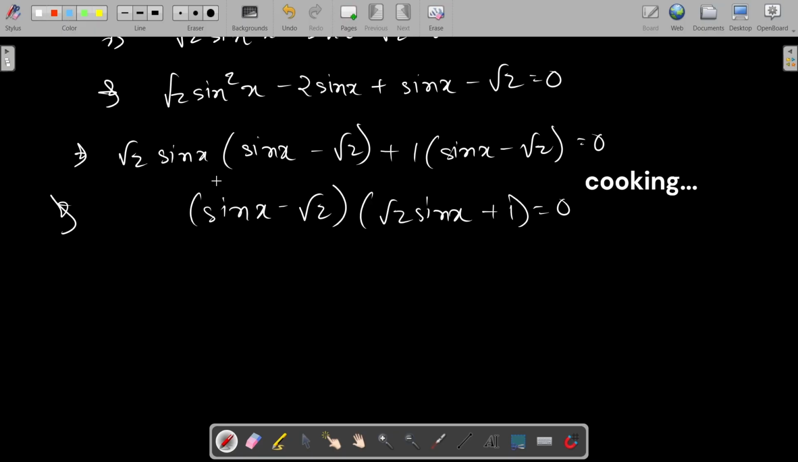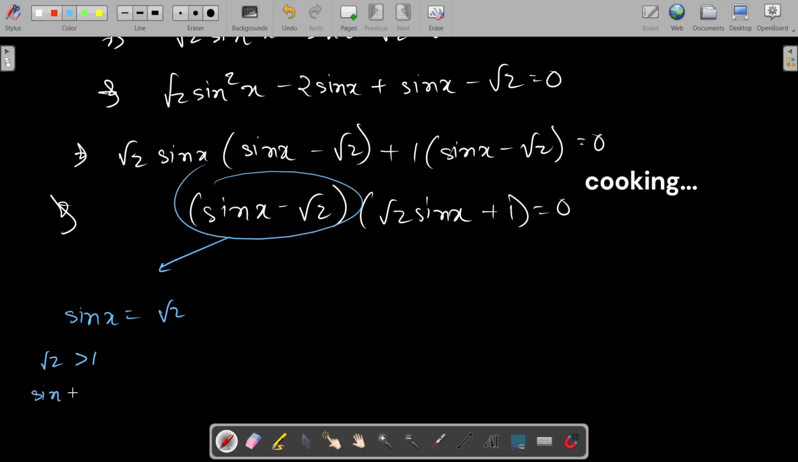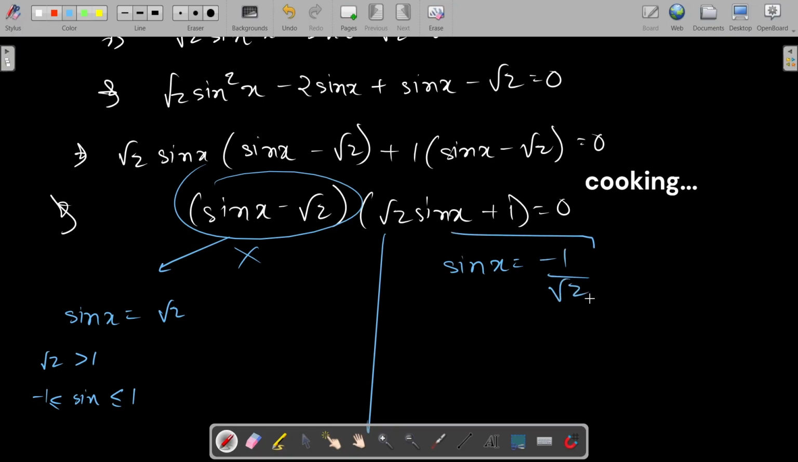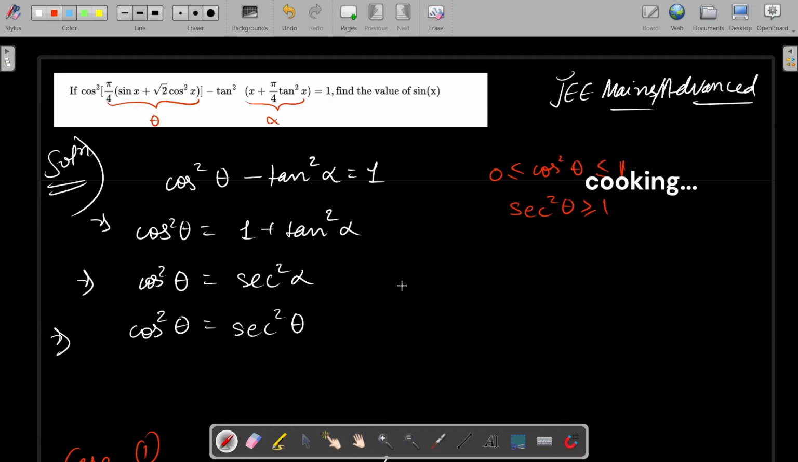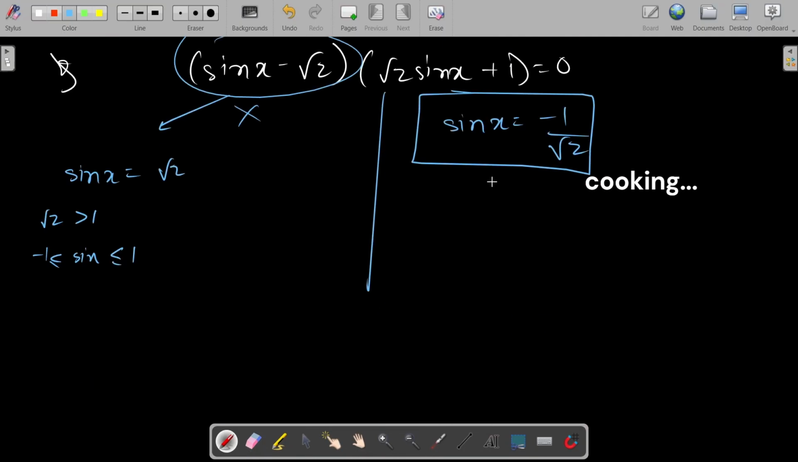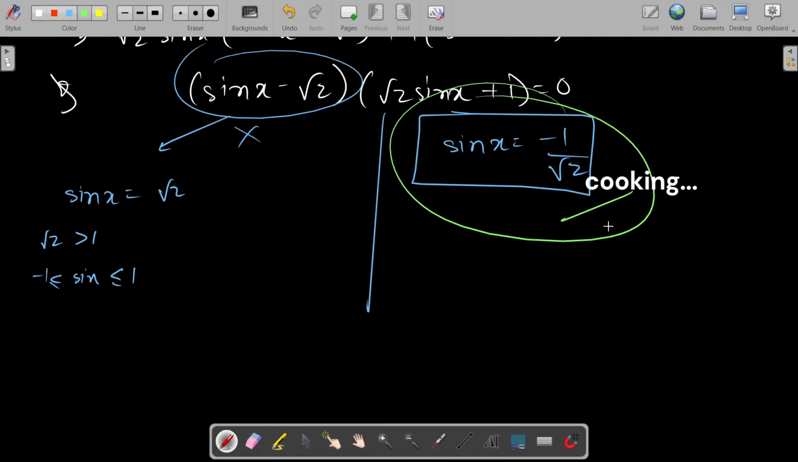Now when we look at this solution, we get sin x = √2. That is not possible because √2 is greater than 1 and the maximum value of sine is 1. So we discard this, it is incorrect. We'll work with this one. So we get sin x = −1/√2, and that's what the question asked us for. We have calculated sin x to be −1/√2.